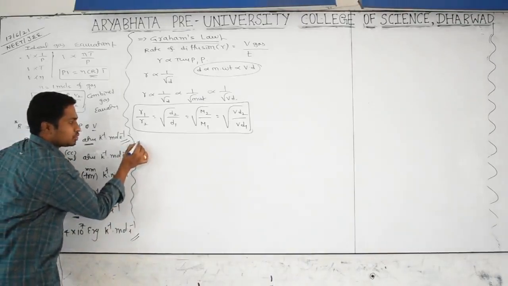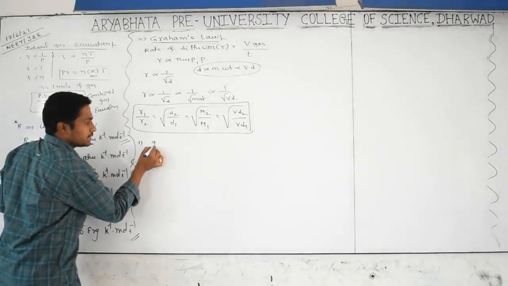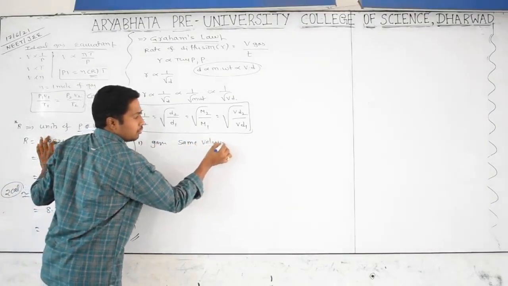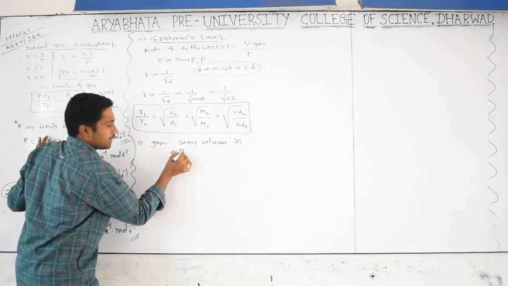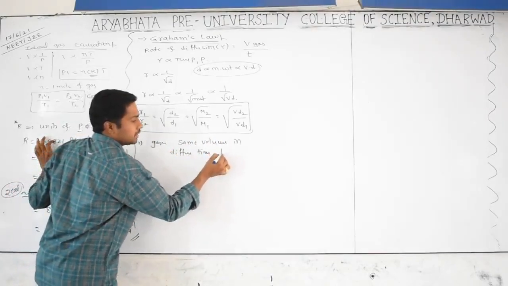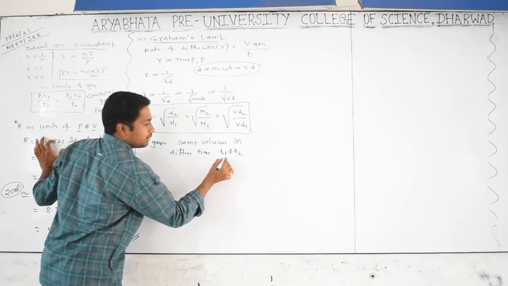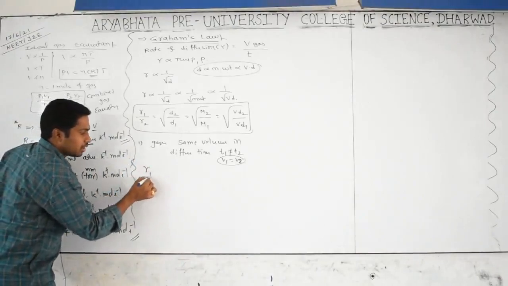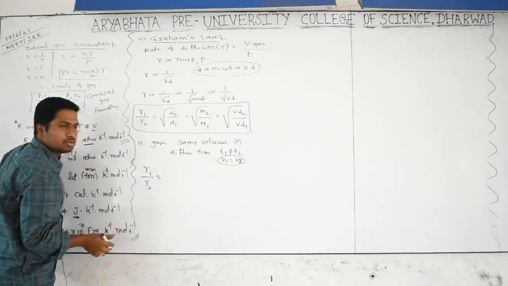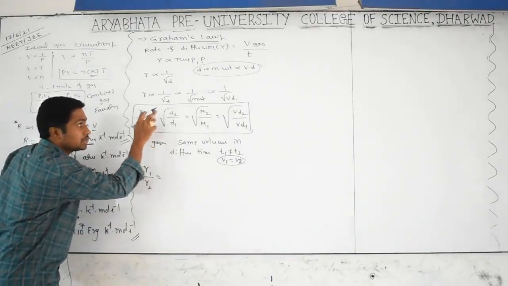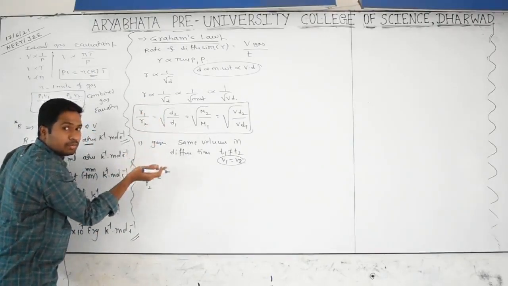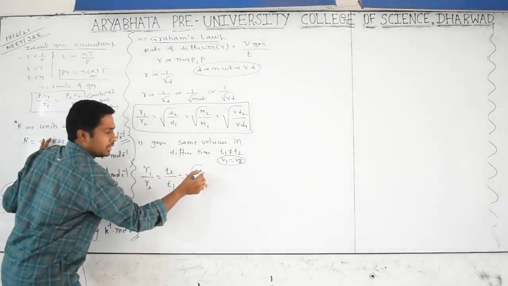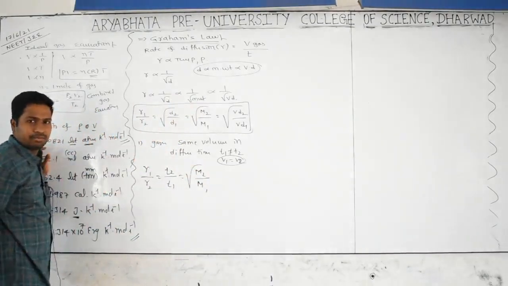One thing I want to tell you here: suppose gases are traveling the same volume in different times, meaning T1 is not equal to T2 but V1 is equal to V2. Then what do we get? Rate of diffusion R1 by R2 is equal to V1 by T1 over V2 by T2. V1 equals V2, so they cancel. Then T2 comes up: T2 by T1 is equal to the square root of M2 by M1, as the remaining formula comes.